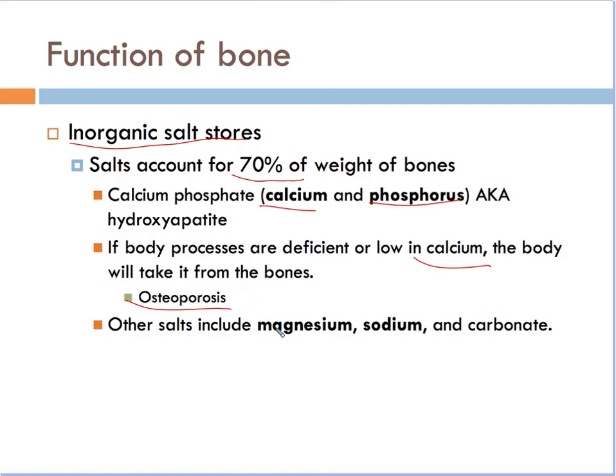Other inorganic salts that we need in our body are magnesium, sodium, and carbonate. Those can also be found in the body. They can combine with calcium and phosphorus in some cases to be used elsewhere and for other purposes.